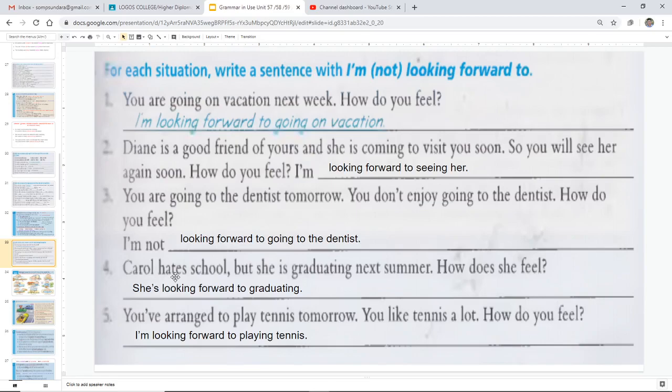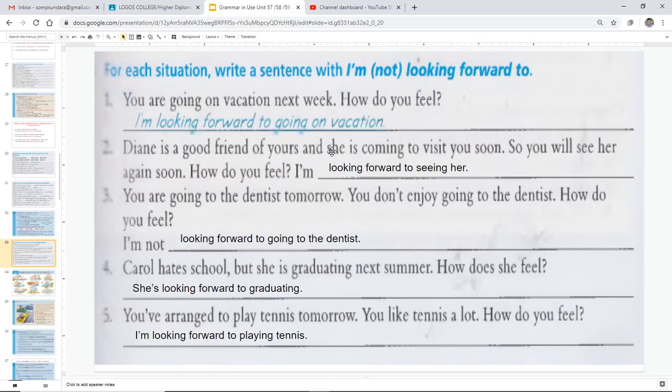Number 4, Carol hates school, but she's graduating. So I had some people say she is not looking forward to graduating. If she hates school, that means she doesn't want to go to school anymore. That means she wants to graduate. So she is looking forward to graduating. Number 5, you made plans to play tennis, and you like tennis, so you're looking forward to playing tennis. I'm looking forward to playing tennis.